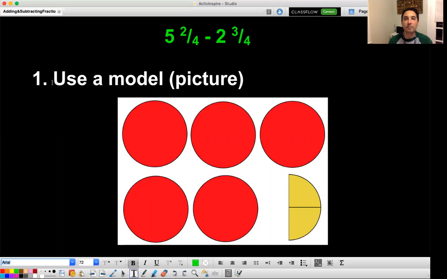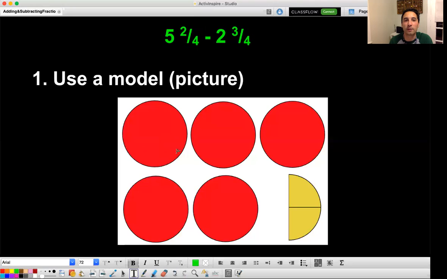All right. So the first strategy is using a model or making a picture. I've told you before, I don't love fraction circles. I think, especially when you get into anything after fourths, they get really hard to draw. But this is just the easiest for me to use right now. So first, you want to start with the number that you have. So I have 5 2/4. So I need to draw out 5.